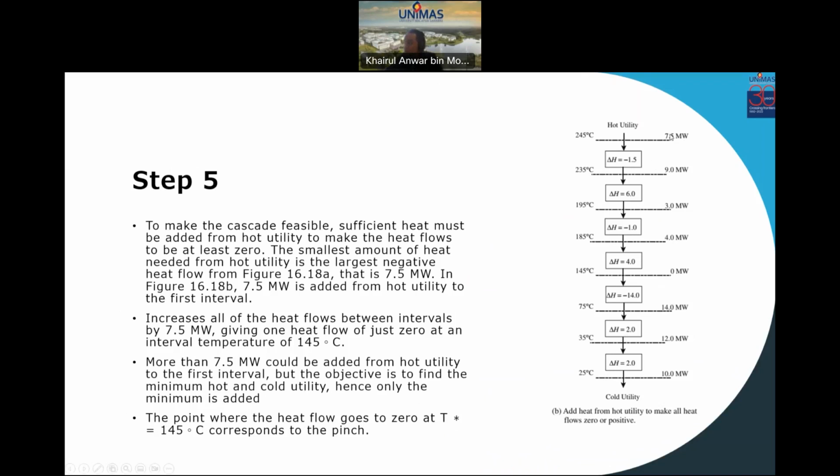So 7.5 plus 1.5 is 9, 9 minus 6 is 3, 3 minus 10 plus 11 is 4, like that. And 4 minus 4 is 0.